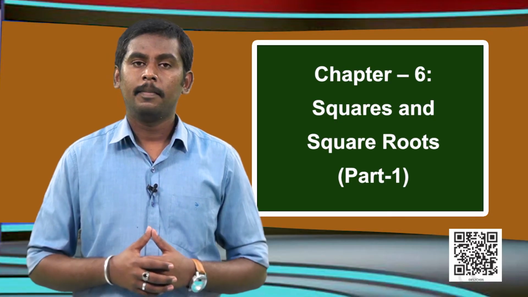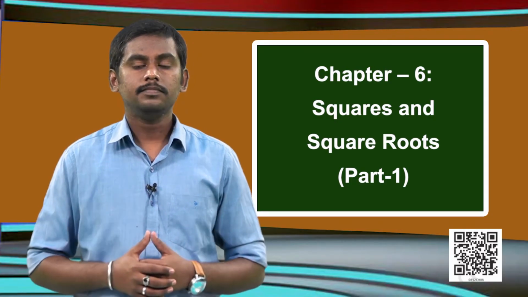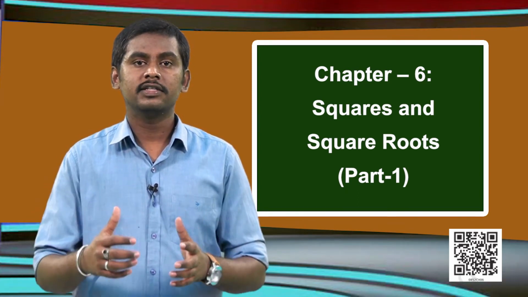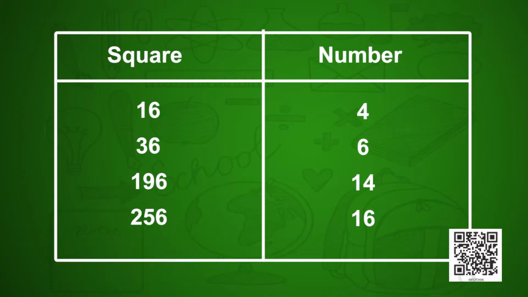Well students, by now we have seen two properties. Now, observe another table and we will try to make an inference which will give us another property. This table contains the squares and the numbers. If you observe the right column, we have the numbers such as 4, 6, 14, 16. From this we can note that all these numbers end with either 4 or 6 in their units place. Now, proceed to their squares, which are on the left column.